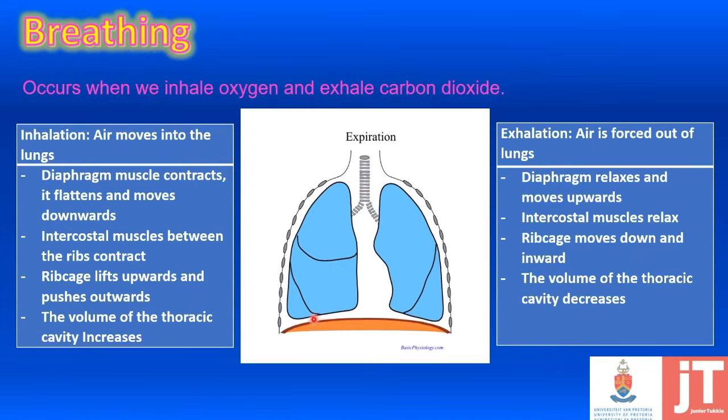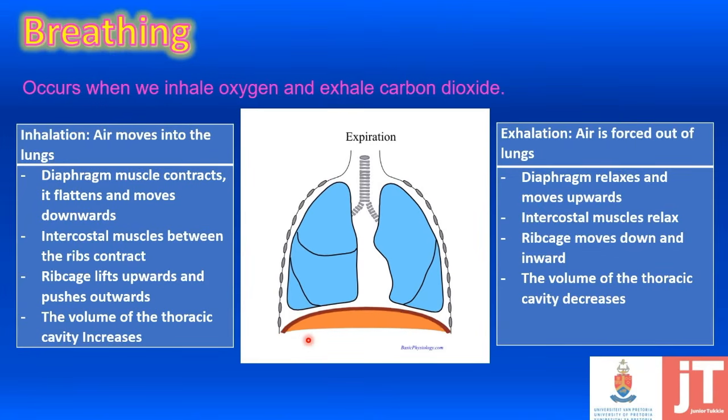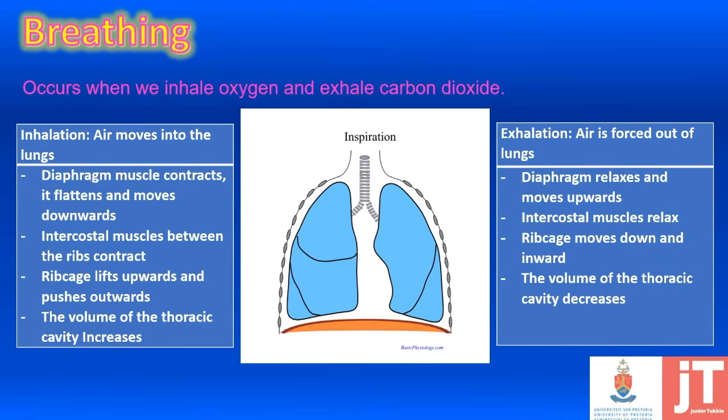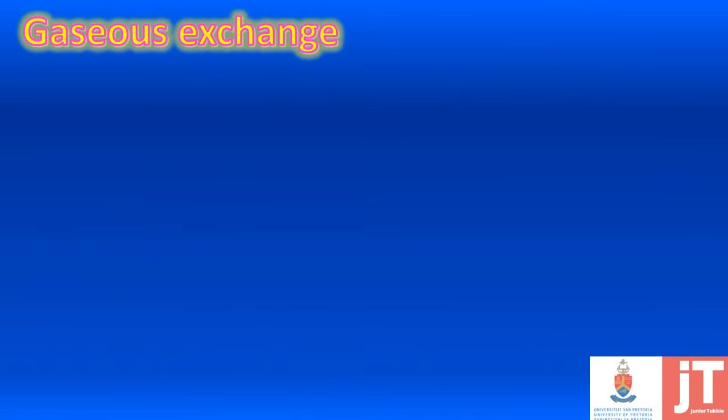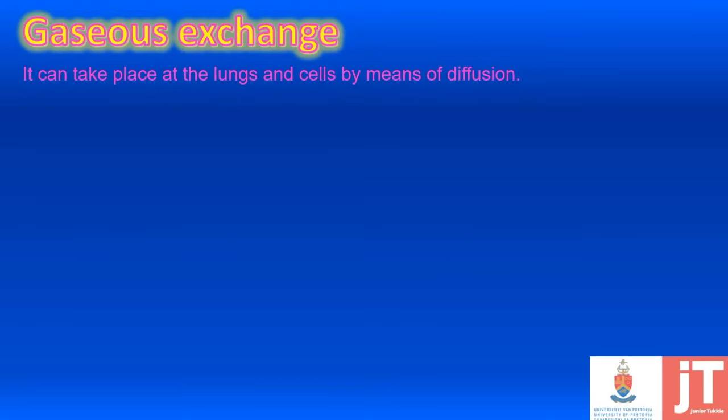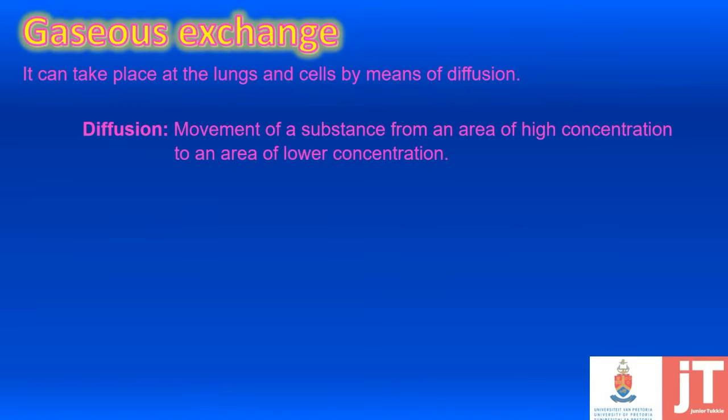So you'll see the change in the lungs, the change in the diaphragm as well. In this picture, you cannot notice the change in the thoracic cavity. So let's have a look at what is gas exchange. It can take place at the lungs, and it can also take place at the cells by means of diffusion. So what is diffusion?